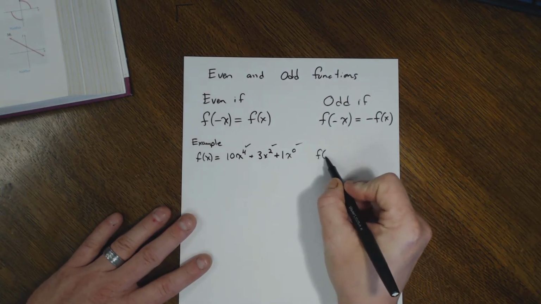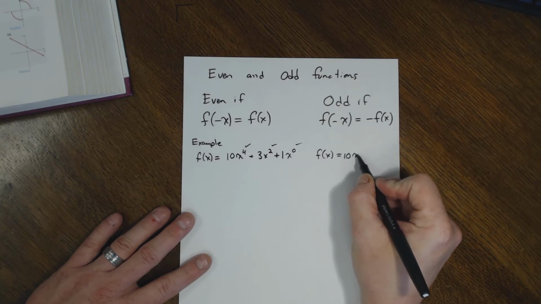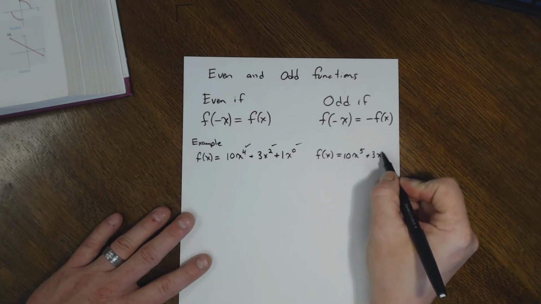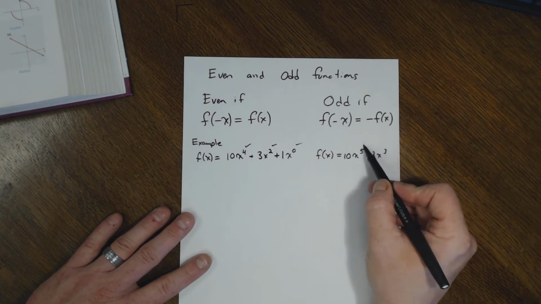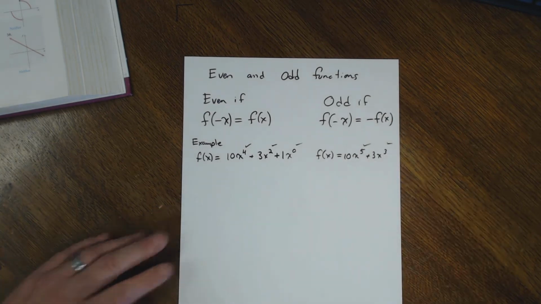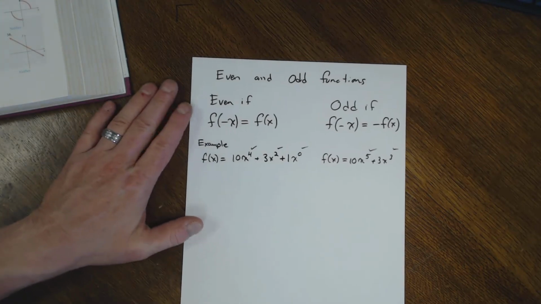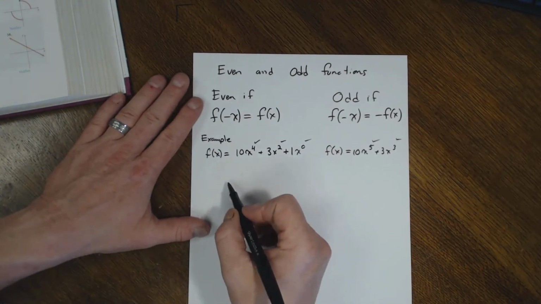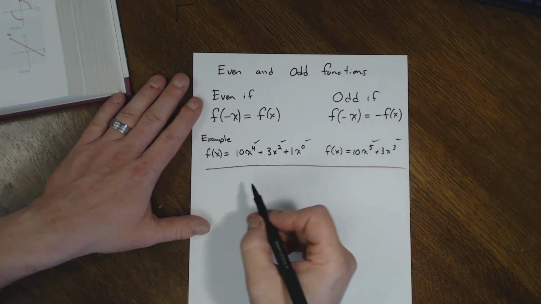Same with an odd function. I could write f of x is equal to 10x to the fifth plus 3x to the third. And I have all odd powers here, so therefore this would be an odd function. But it's important to be able to show this algebraically. So let's take a function and check to see if it's going to be even or odd.